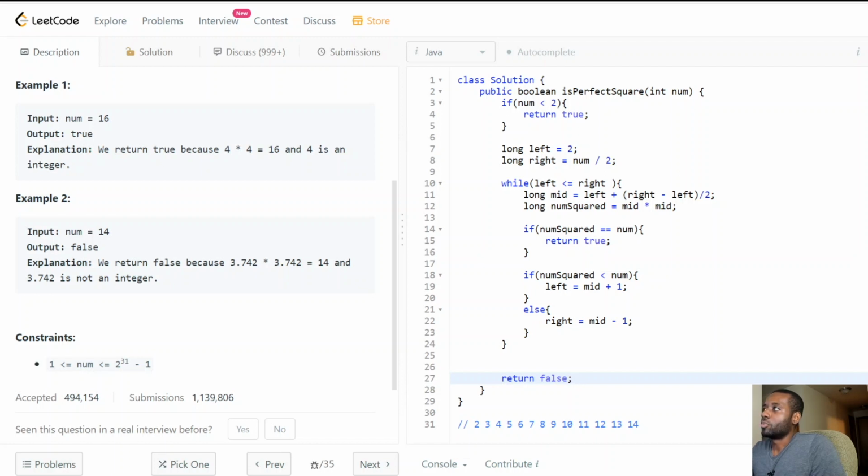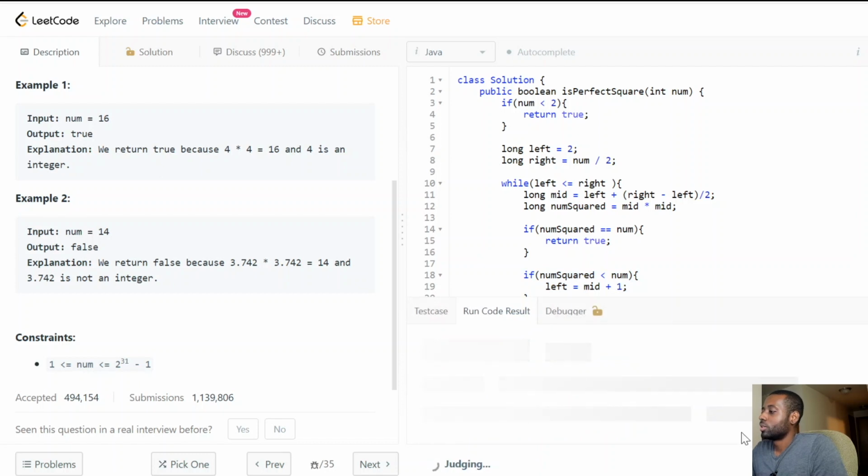So a quick recap. We said any number less than 2 is a perfect square. We start our bound from 2, and our right boundary is num divided by 2, because we know that the square root of a number is not going to be greater than the number divided by 2. That's the rule we're using here. Then we apply binary search to find that number. If we find it, we return true. If not, we decide to go left or right, and if we don't find it, we return false.